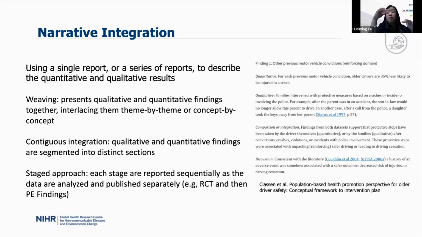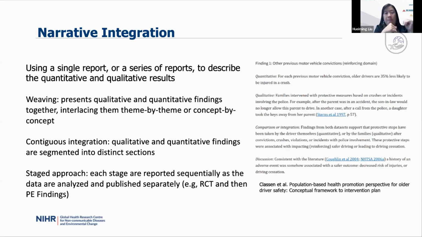You can also weave, where you present both findings together and then you interlace them theme by theme or concept by concept. So for process evaluations, where, for example, if you're looking at reach and acceptability, that can be your overall concept, and then you're weaving your qual and quant findings across it. Another way of presenting it is contiguous integration. So you can have qualitative and quantitative findings, but into distinct sections.